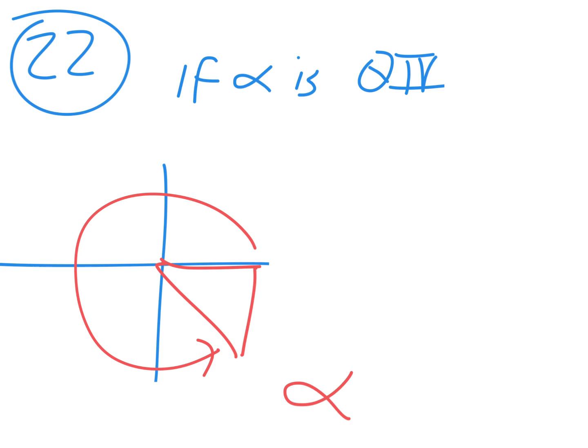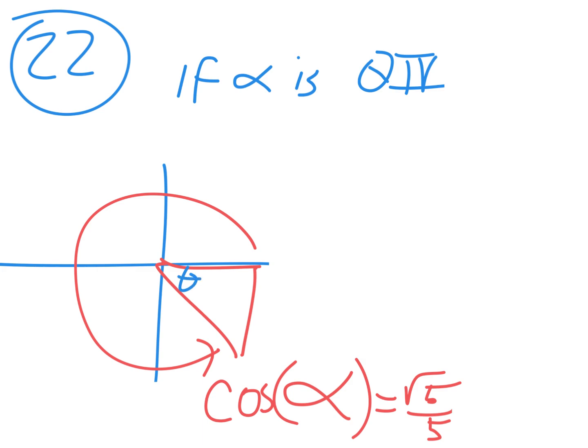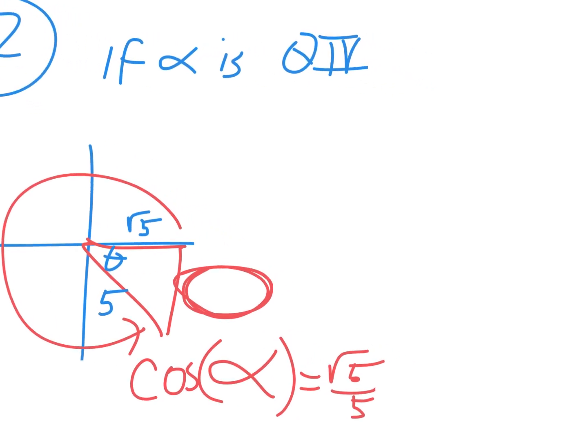With cosine of alpha is equal to root 5 over 5. Cosine is adjacent over hypotenuse, root 5 and 5. You should be able to figure out this third side, and you'll need it. So that's how the problem starts. And that's all about alpha.